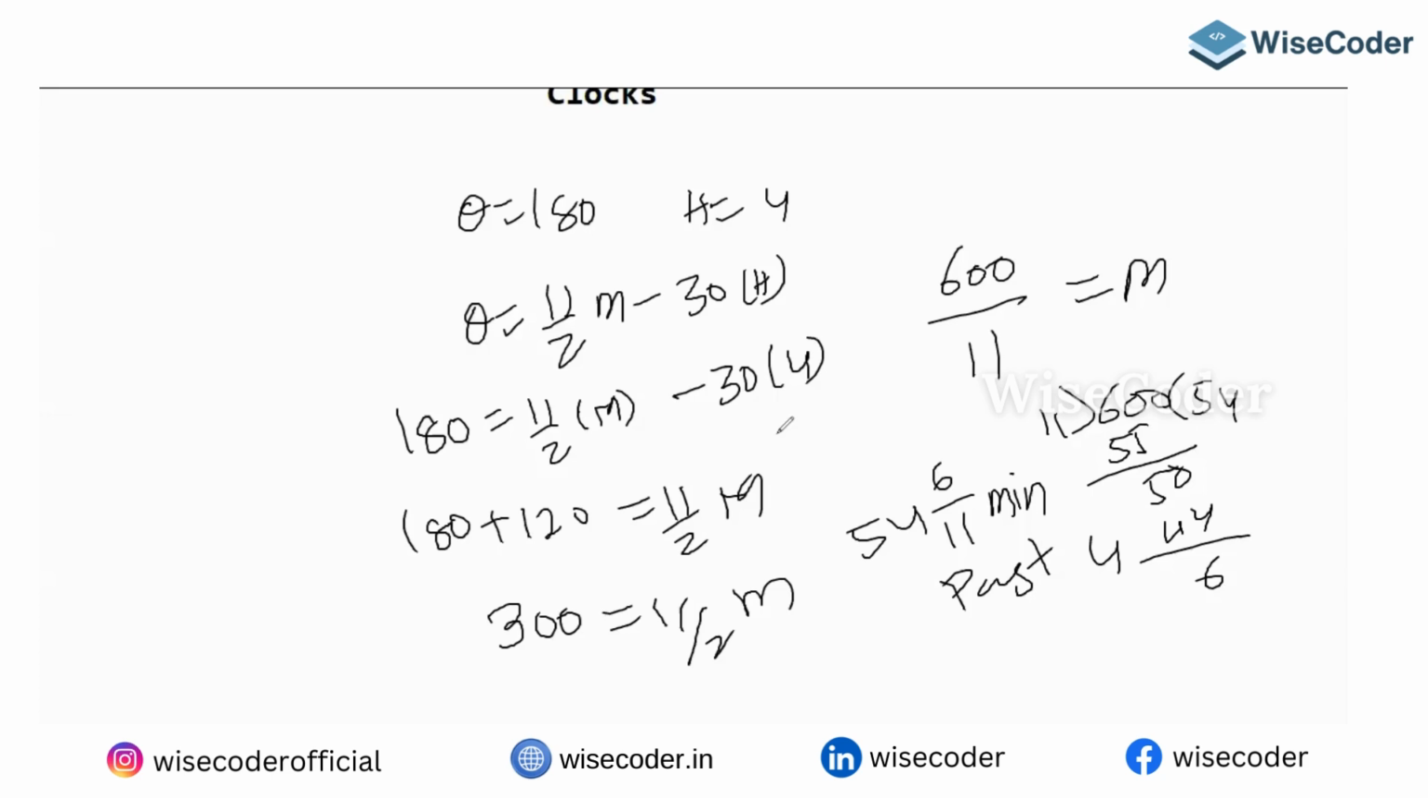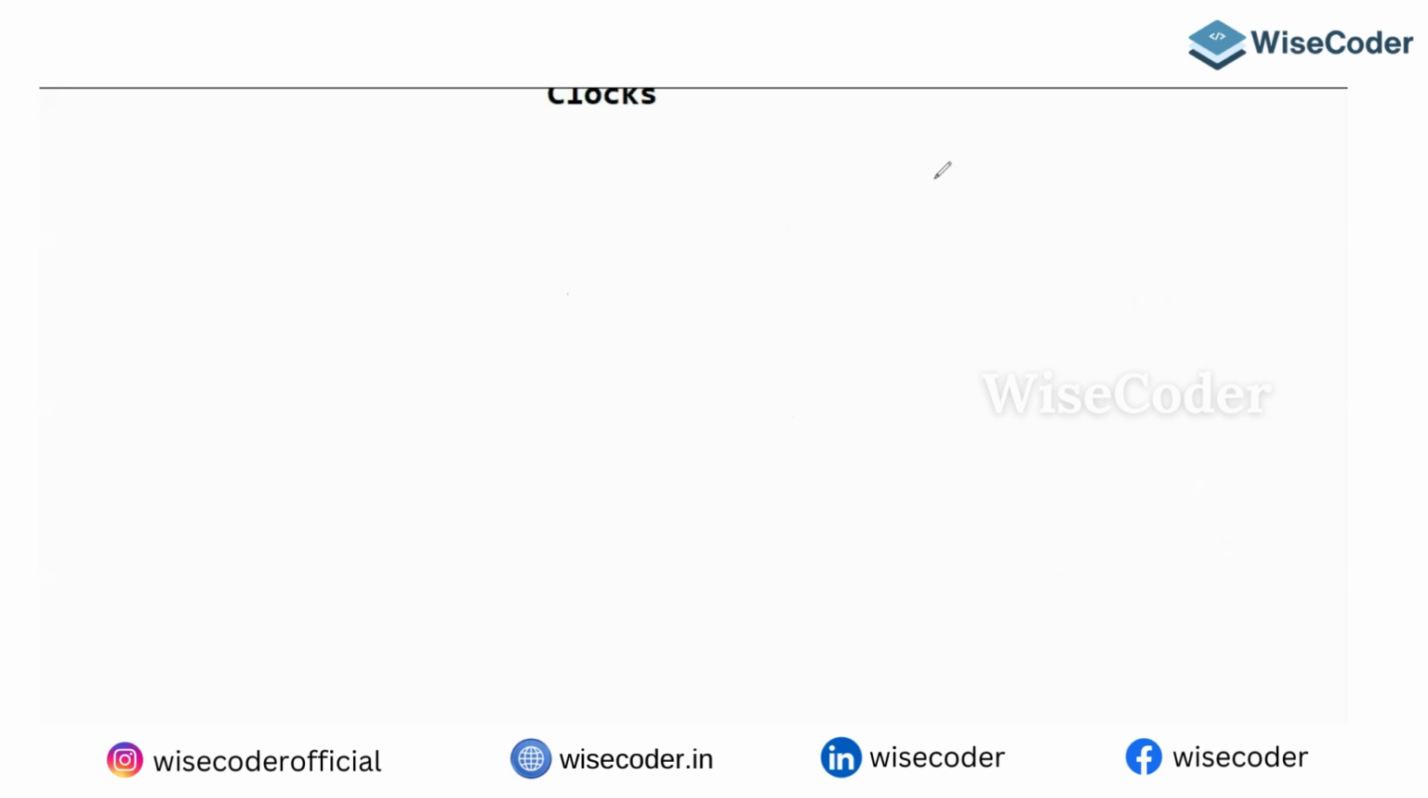Guys, look here. 0 degrees will be one time. If you look at 90 degrees or any other angle, it will be 22 times in 12 hours. So obviously in a day it's going to be 44 times.